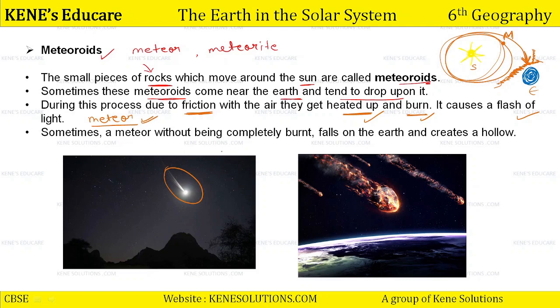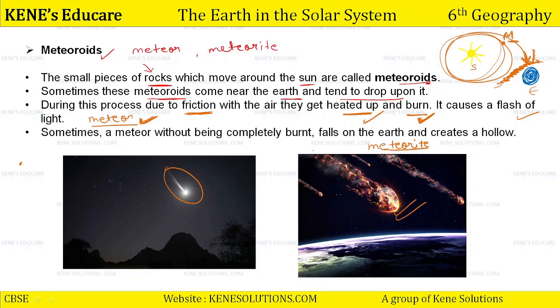And when a meteor without being completely burnt falls on the earth, it creates a hollow and then it is known as a meteorite. So the basic, very simple process is, there is a small piece of rock revolving around the sun, and sometimes that meteoroid tends to fall on the earth, and while falling, it collides with the friction of the air, gets heated up and burns. While it burns, it causes a flash of light, which is known as a meteor. Agar wo pura pura jal gaya tab to khatam ho jayega, hai na? It will not fall on the earth, it will get burnt completely.